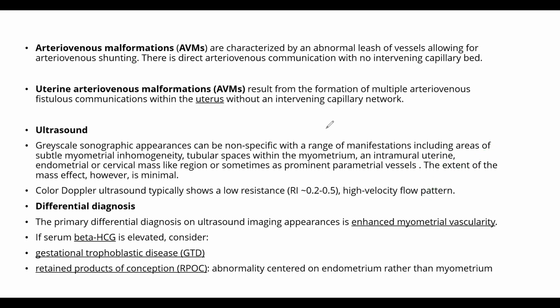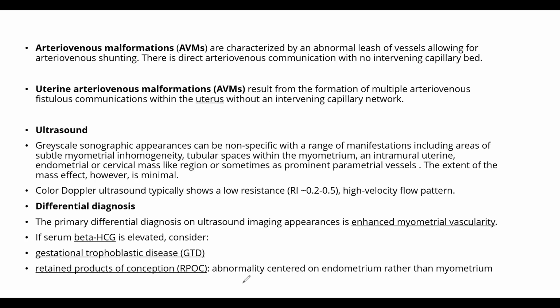Now, when I say AV malformation, these are characterized by an abnormal mesh of vessels, allowing the arteriovenous shunting. This is direct arteriovenous communication without any intervening capillary bed. Uterine AV malformation results from the formation of multiple arteriovenous fistula communications within the uterus without any intervening capillaries. Now, on ultrasound, grayscale sonography.